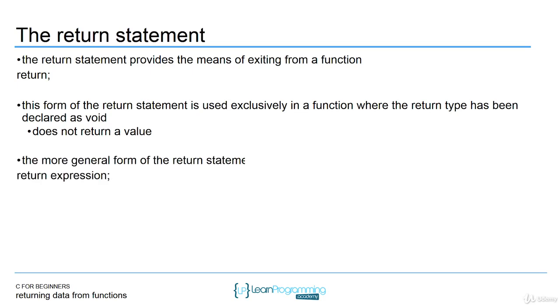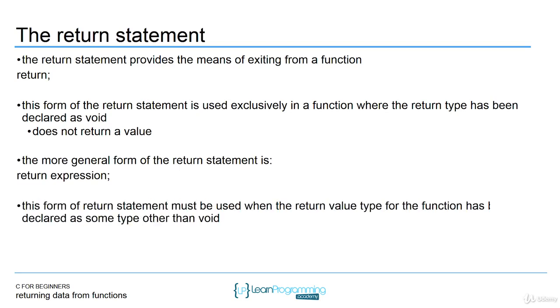Void doesn't return a value. The more general form of the return statement is returning some variable or some expression, X plus Y or returning X. This form of the return statement has to be used with the return type that's specified in the function header. If you're returning an int, whatever that variable or expression you're returning has to evaluate to an int. If you're returning a double, it has to evaluate to a double. Remember, you can have many different types of data returned.